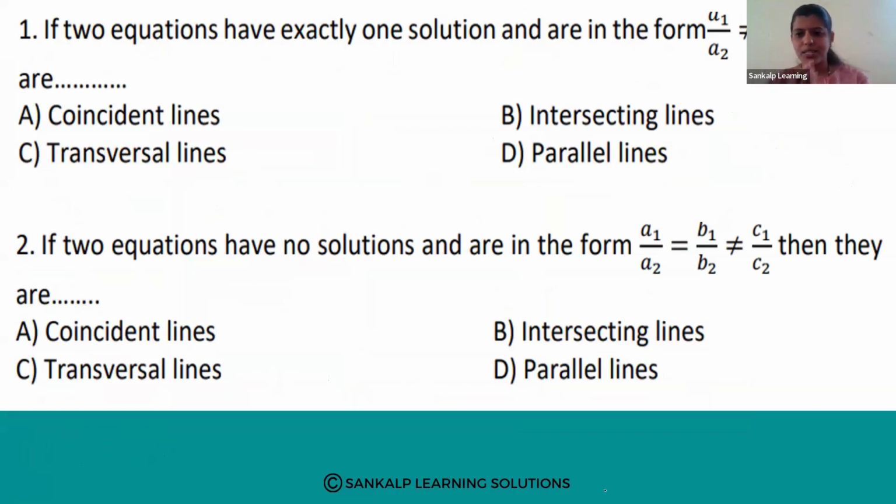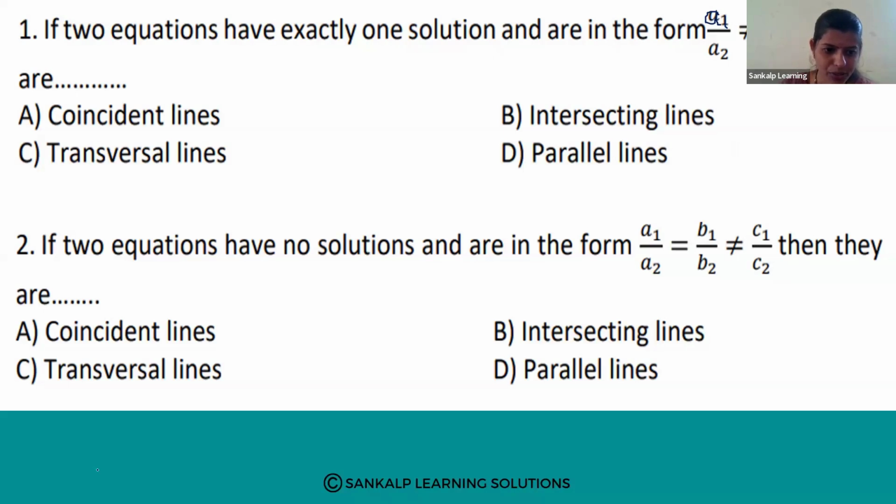So the first question is: if two equations have exactly one solution and are in the form A1 divided by A2 is not equal to B1 divided by B2. See, this is A1 divided by A2, this is B1 divided by B2. Then the equations have exactly one solution. How many solutions does it have? Only one solution, right? So this is very important.